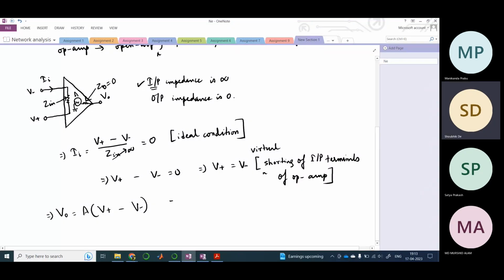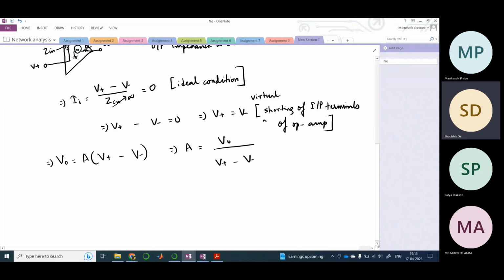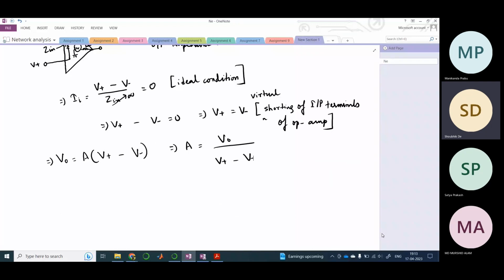Therefore this A is equal to V0 divided by V plus minus V minus. Now ideally the denominator is 0, therefore A tends to infinity, because something divided by 0 is infinity. But practically for an op amp, A is in the order of 10 to the power 5 to 10 to the power 6 roughly.